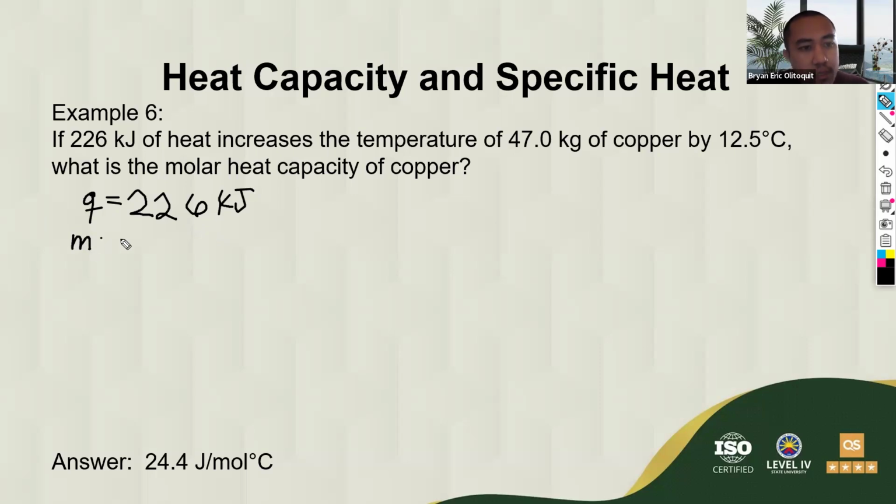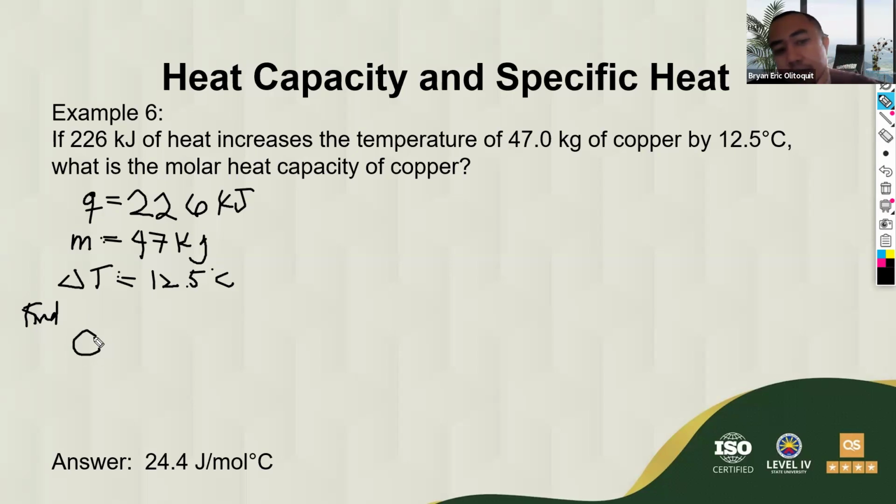It increased the temperature of 47 kilograms, so the mass is equivalent to 47 kilograms. The change in temperature, since this one is already an increase, there is no initial and final temperature. So the increase in temperature is positive 12.5 degrees Celsius. And we are asked to determine the molar heat capacity. Find the molar heat capacity of copper, or let's say C. Okay, so this is what was given to us.